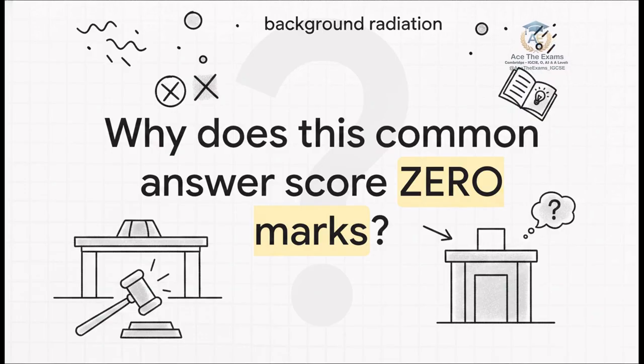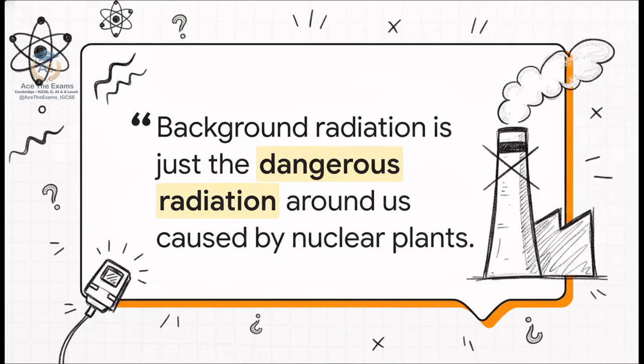When faced with a question asking to explain background radiation, so many students just panic. They write down the very first thing that pops into their head without actually filtering it through the Cambridge marking criteria. Let's take a look at the main suspect. Okay, reading this: background radiation is just the dangerous radiation around us caused by nuclear power plants. Honestly, writing this on your paper puts your grade boundary at severe risk.